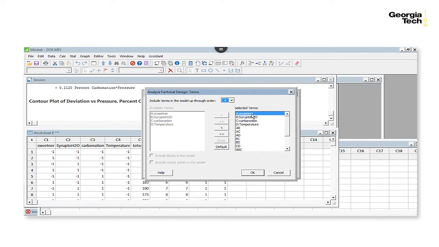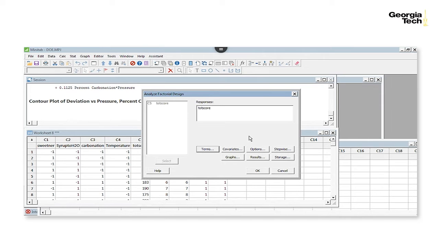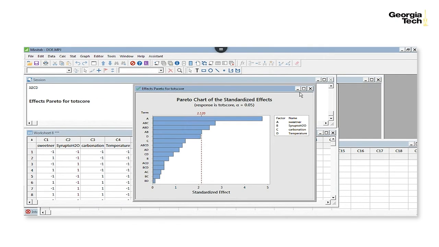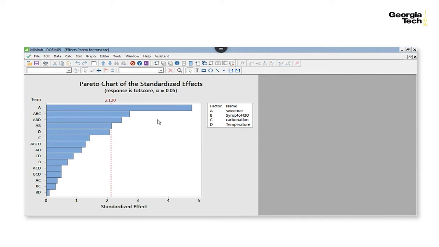Here under terms, as you can see, we have main effects for all factors. We have 2-way interactions, 3-way interactions, and finally 4-way interactions. Push the OK button, and we push OK here. So this is the significance of each factor. As you can see, it's a Pareto chart.